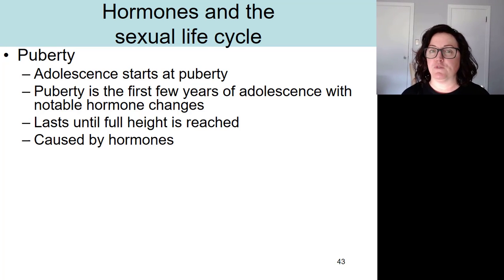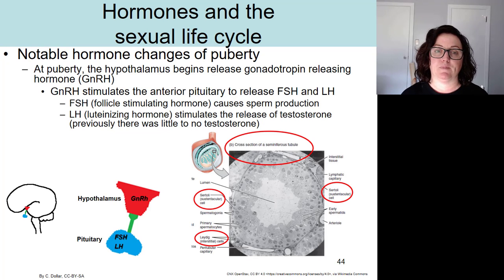Puberty is defined as the first few years of adolescence with notable hormone changes. So adolescence extends beyond puberty, but they both start together. Puberty lasts until full height is reached. So this is somewhere between like 17 and early 20s for most people. And puberty is caused by hormones.